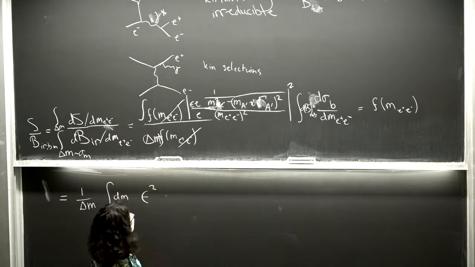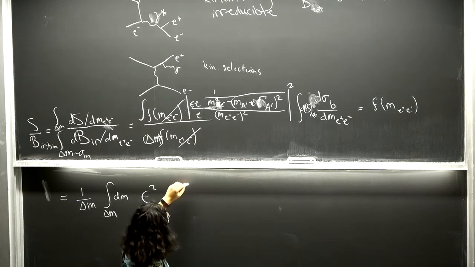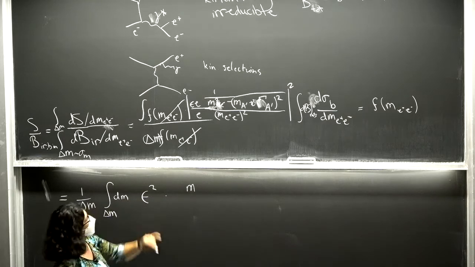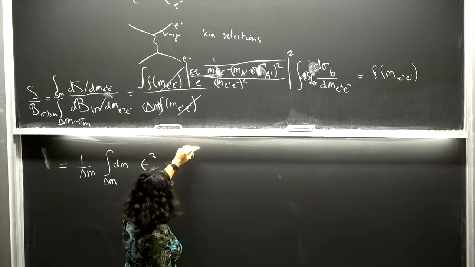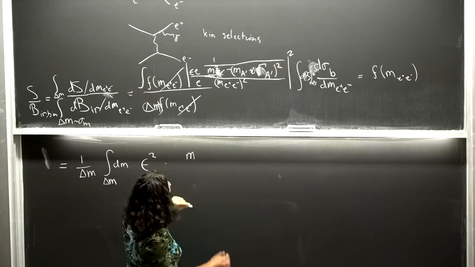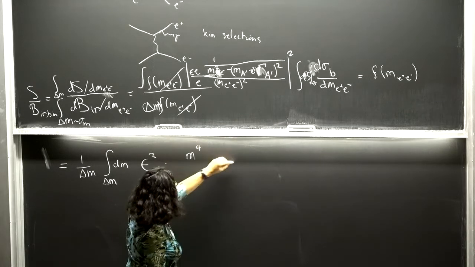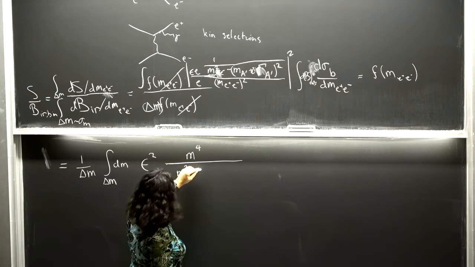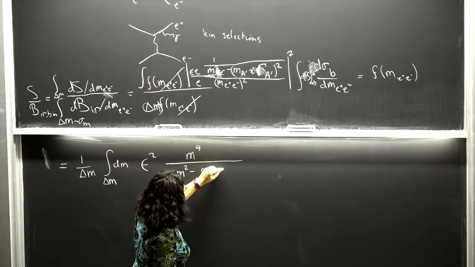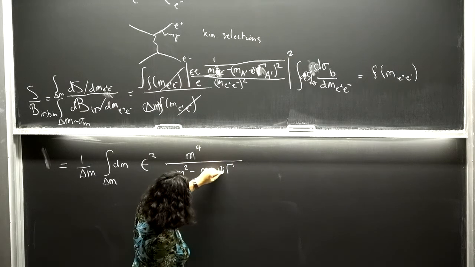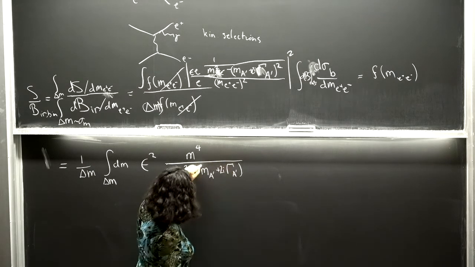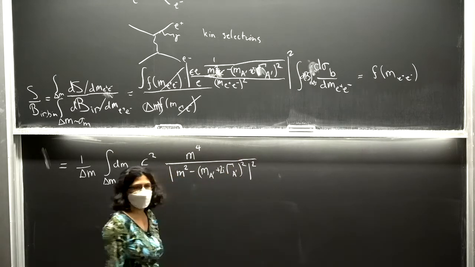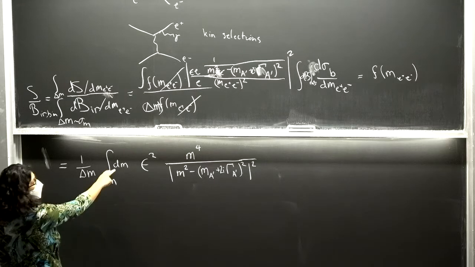I'll have epsilon squared, and I'll just drop the e plus e minus subscript. I'm going to have m to the 4th over m squared minus mA prime squared plus i times 2 i gamma A prime, mod squared, where this integration is averaged over m equals mA prime.